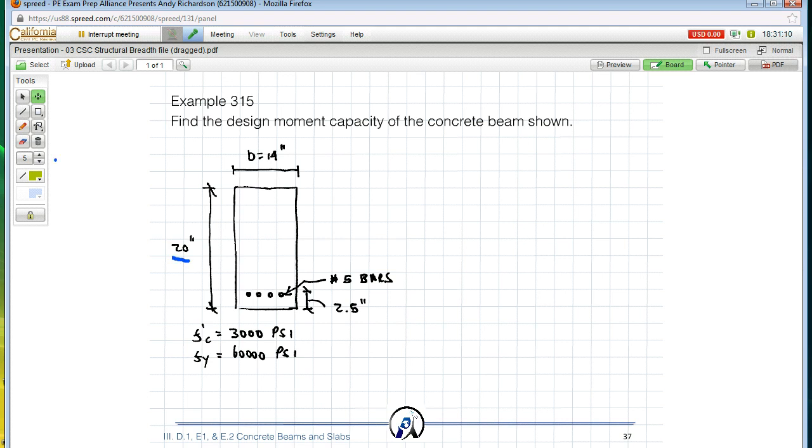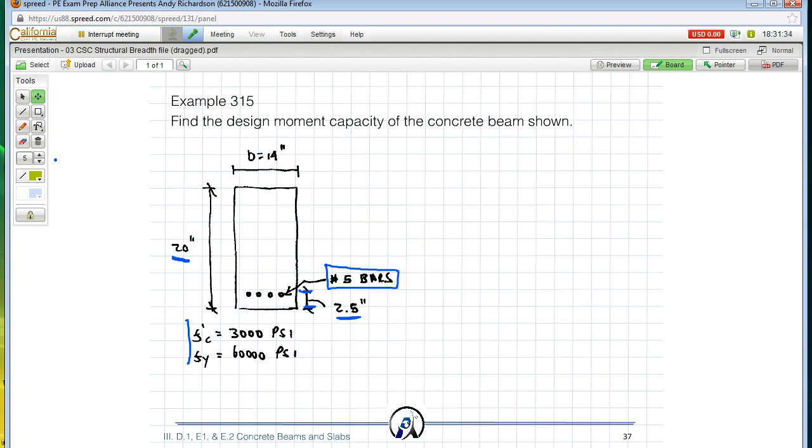Okay, so this beam is 14 inches wide by 20 inches in height, as compared to not necessarily the depth, which would be to the reinforcement, but 20 inches high. It does have a dimension here given, 2.5 inches to the reinforcement, and it has number 5 bars shown, and we have 4 of them, so we have 4 number 5s, and it gives us the concrete specified strength and the yield strength of the steel. So we have enough information to find the design moment capacity.